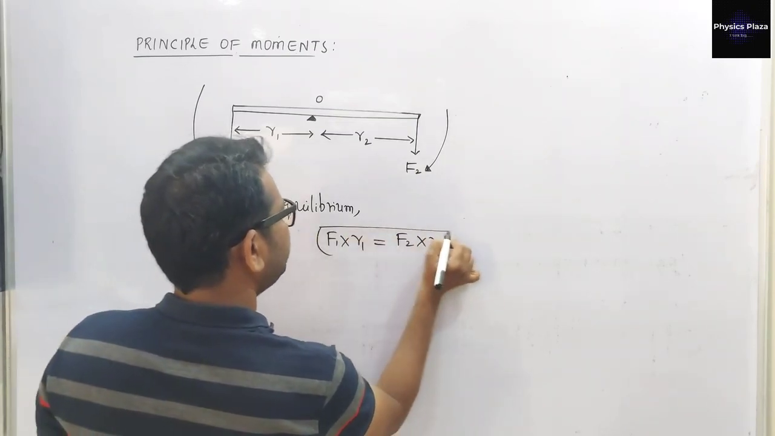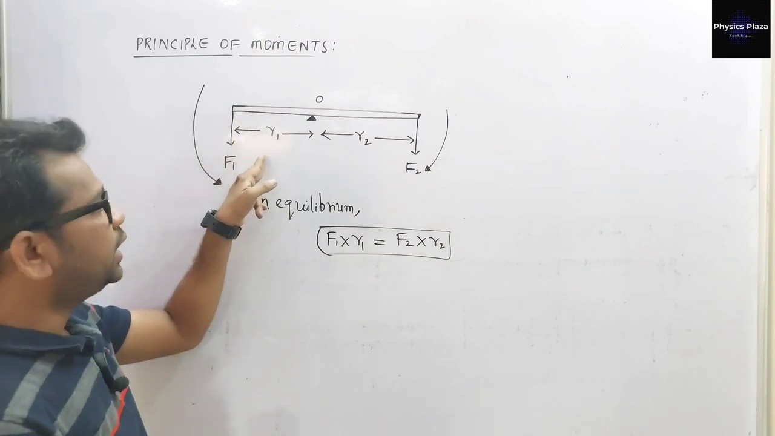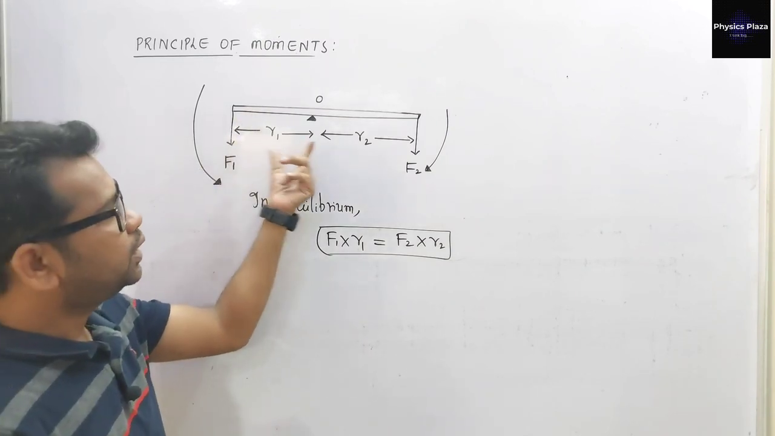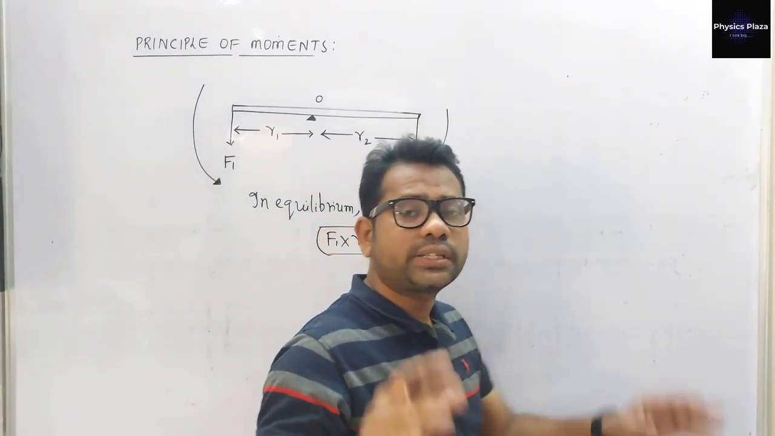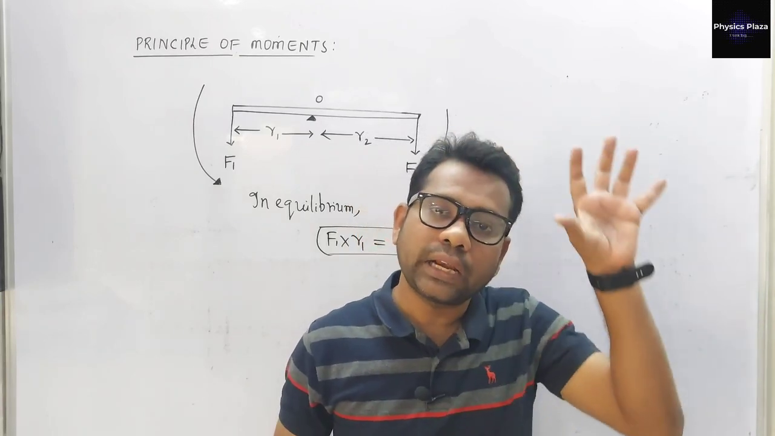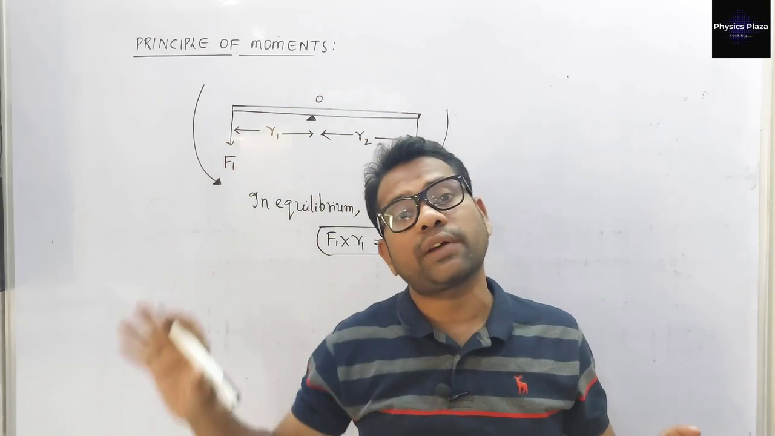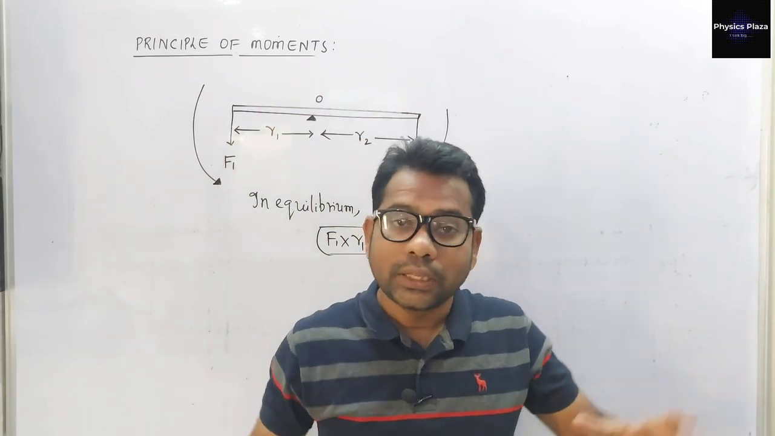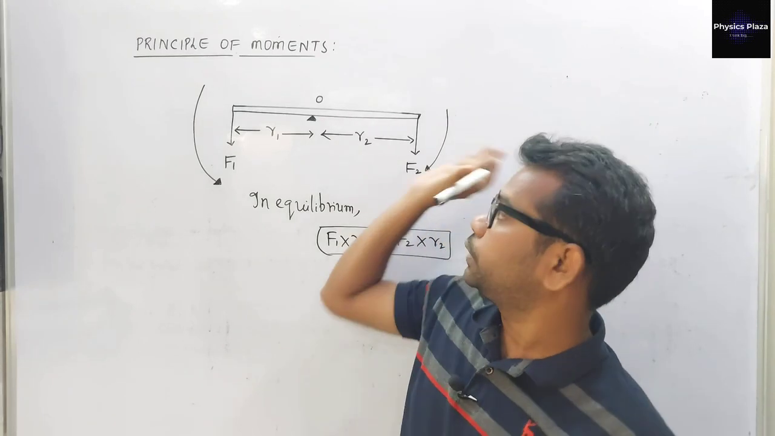force. Children, here we have taken F1 and F2. Let there be one more force F3 acting: F3 into that perpendicular distance, F4 into that perpendicular distance. You can take any n number of forces acting, children. Let us calculate the moments. In equilibrium, the sum of all anti-clockwise moments of forces is always equal to the sum of all clockwise moments of forces, or the algebraic sum of all moments of forces is zero only.